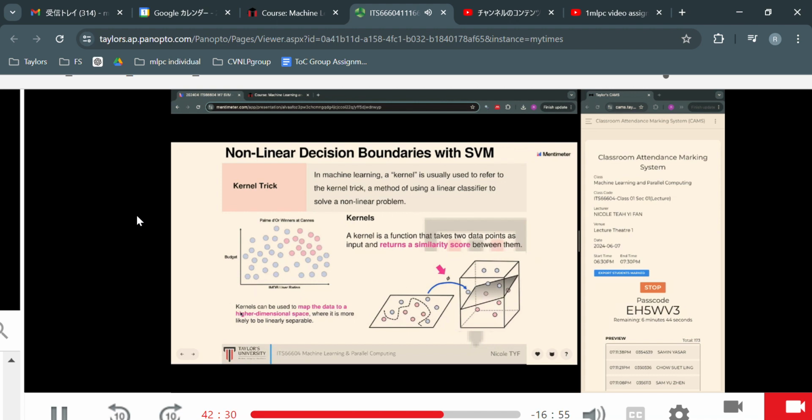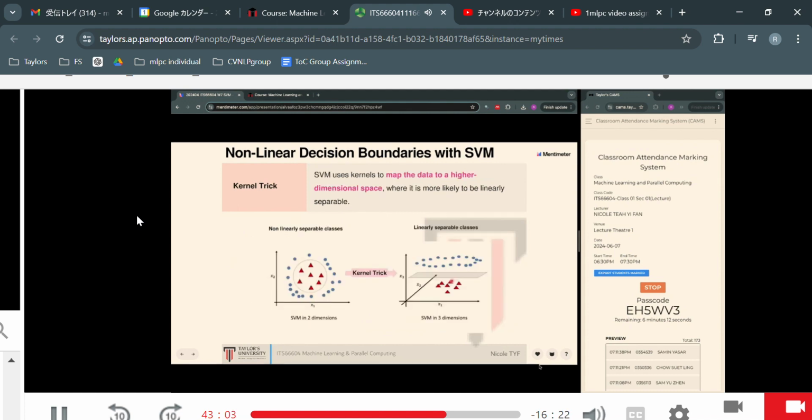So kernel can be used to map the data to a higher dimensional space where it is more likely to become linearly separable. So now the point is, we are moving away from drawing a circle line to drawing a flat surface across these two non-linearly separable classes. Okay, you understand that? It is not very hard to understand. Yeah, so that's something simple.